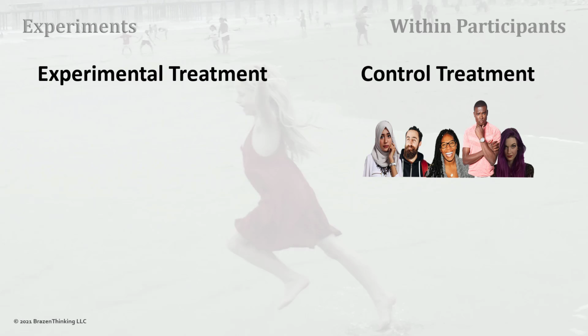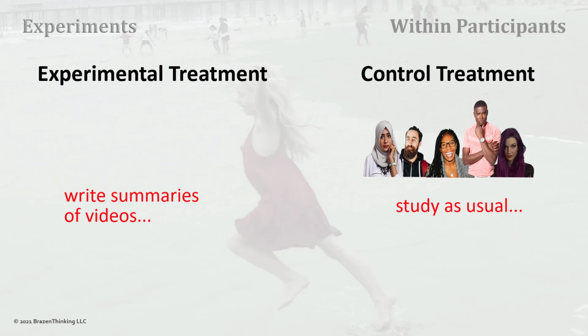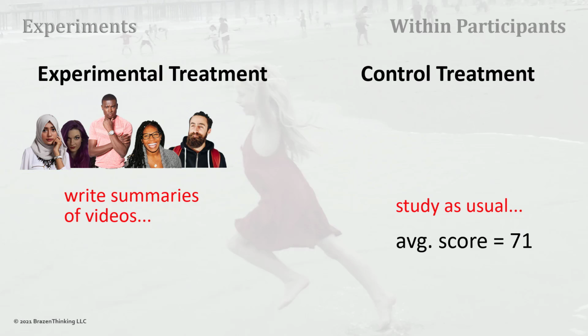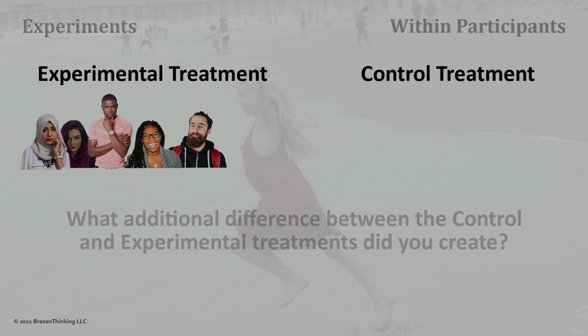Let's say your participants studied the material for a week without doing any active learning, and then you gave them that test. The following week, they studied the same material using active learning, and you gave them the test again. What you would have inadvertently done is created more differences between the control and experimental treatments than you wanted to.